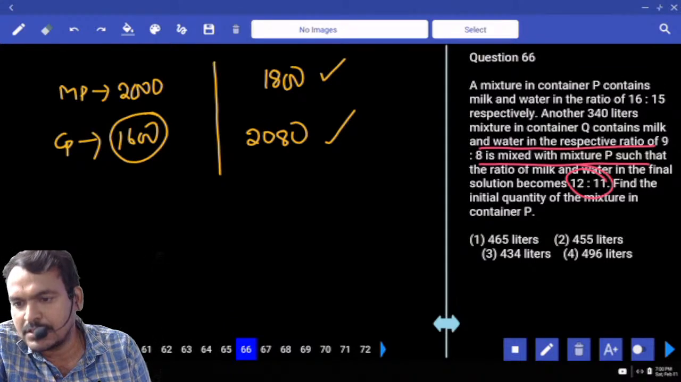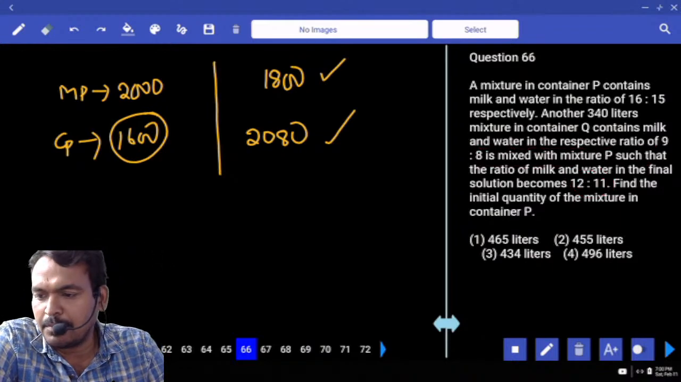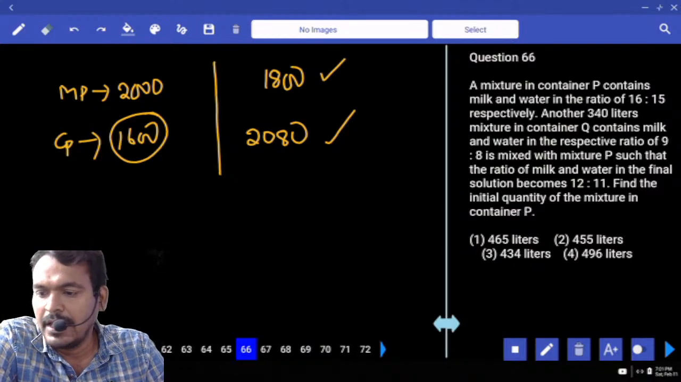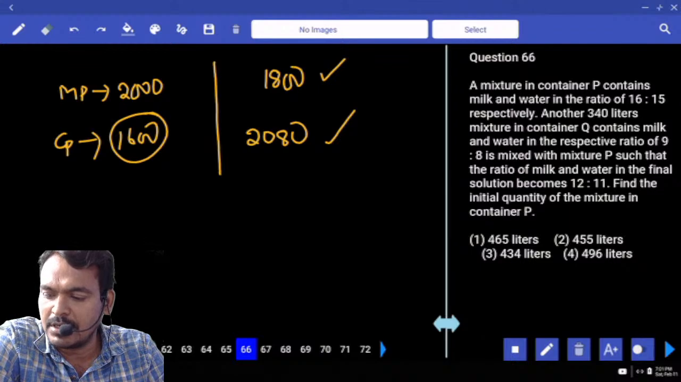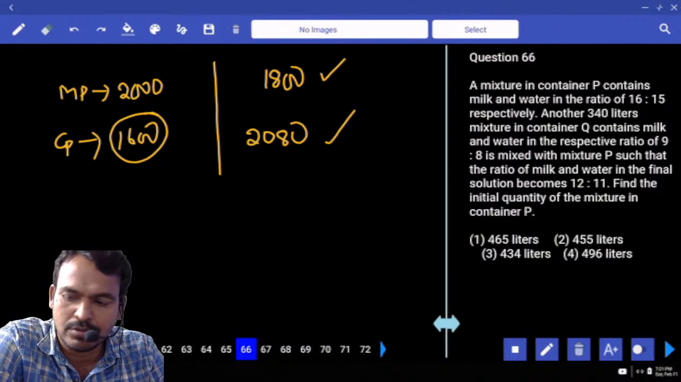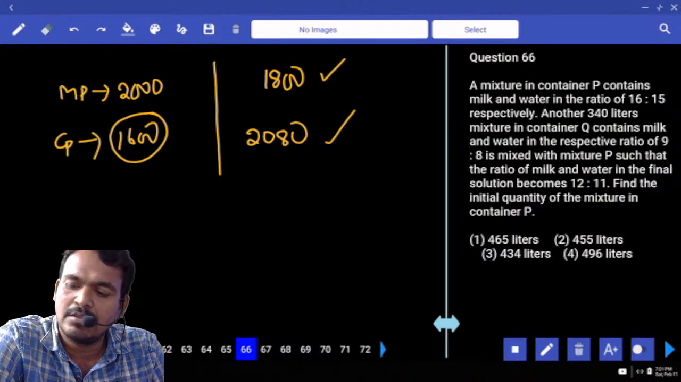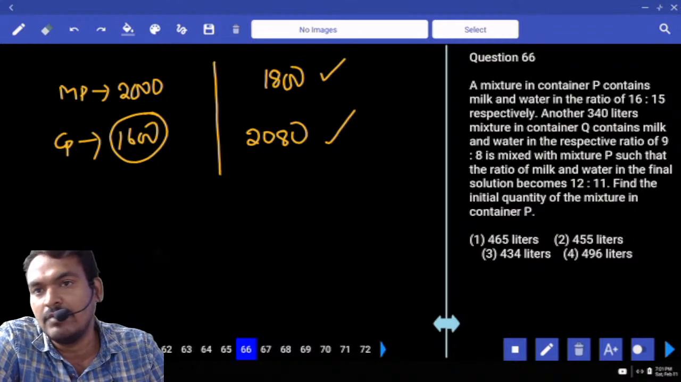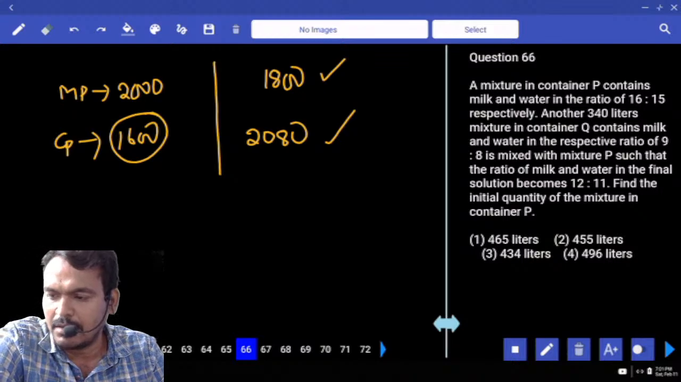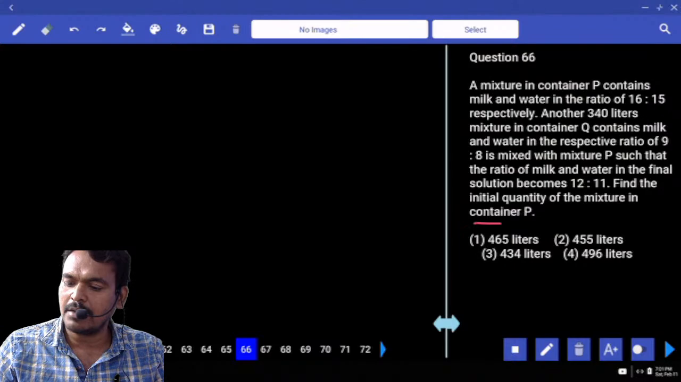Next, question number 66. A mixture in container P contains milk and water in the ratio 16:15. Another 340 liters of mixture in container Q contains milk and water in the ratio 9:8. It is mixed with mixture P such that the ratio of milk and water in the final solution becomes 12:11. Find the initial quantity of the mixture in container P.